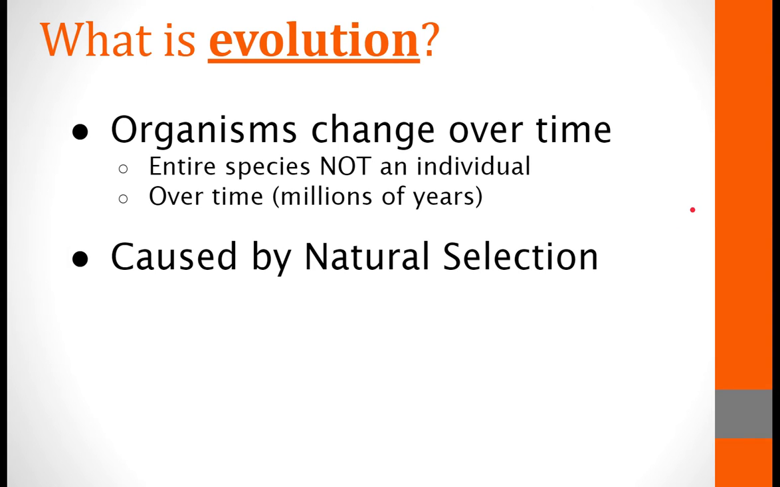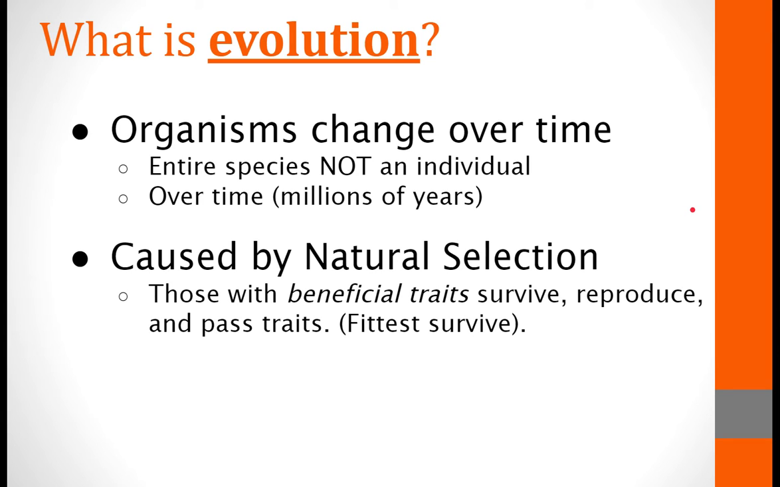Now, the driving force behind evolution is natural selection. Natural selection is sometimes called survival of the fittest, right? And when we say fittest, we don't mean the best looking, right? Fitness is those that are best adapted to survive. And that's what natural selection is. It's those organisms that are best adapted to their environment so that they can survive, reproduce, and pass on their traits. A lot of kids forget this part of it. In order for natural selection or survival of the fittest to occur, you need to be able to reproduce and pass on those traits that helped you survive.